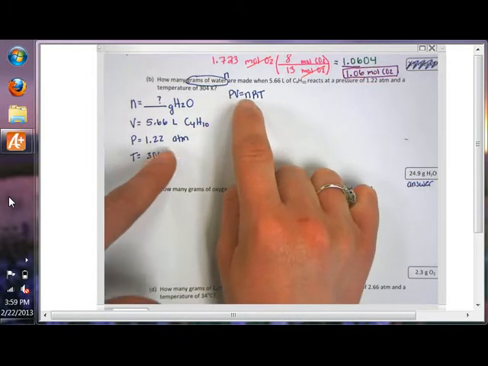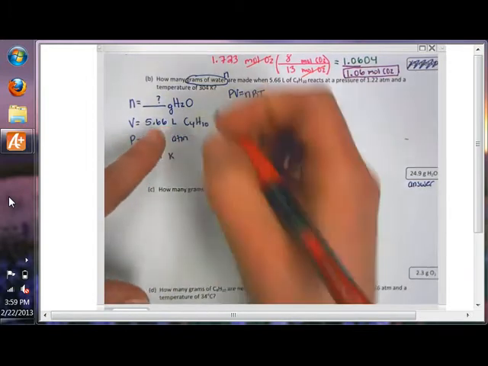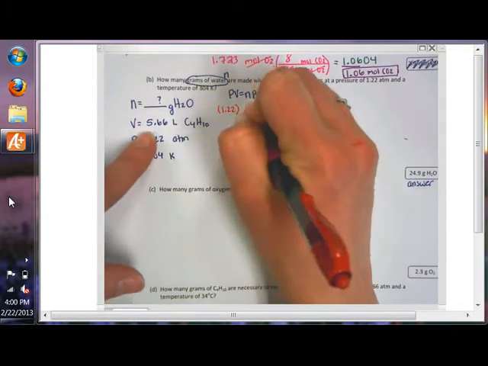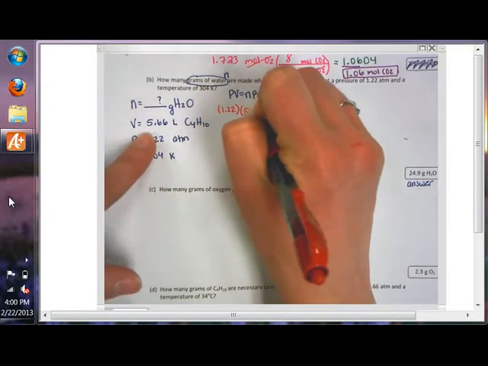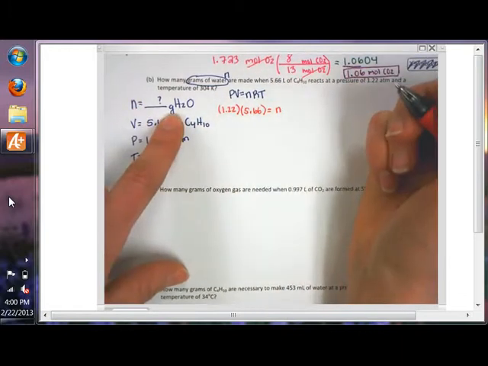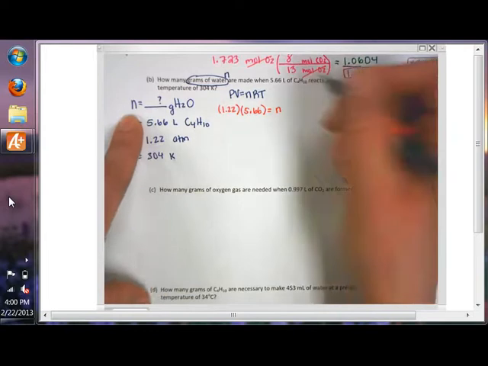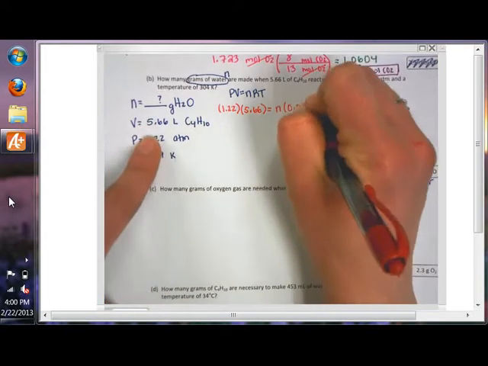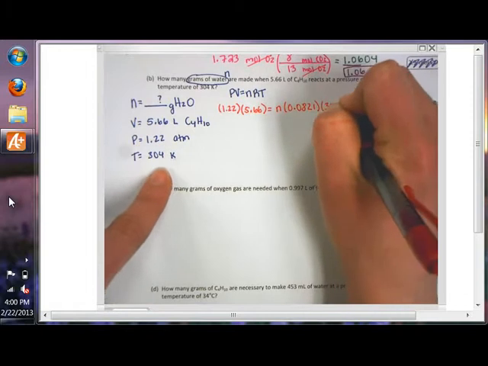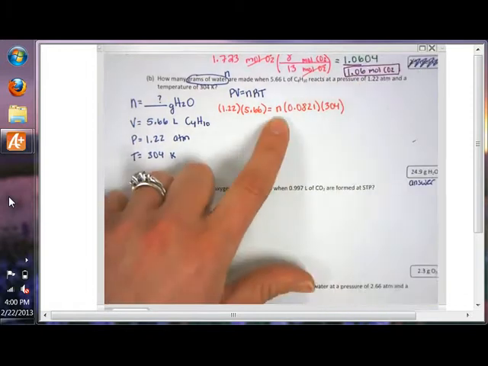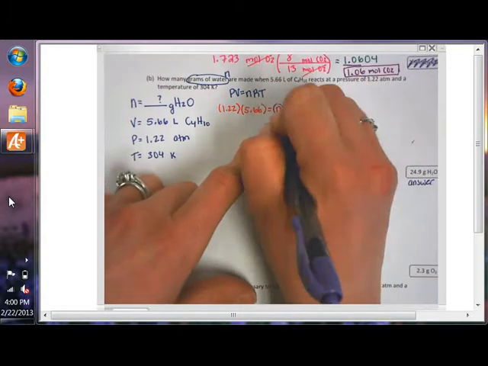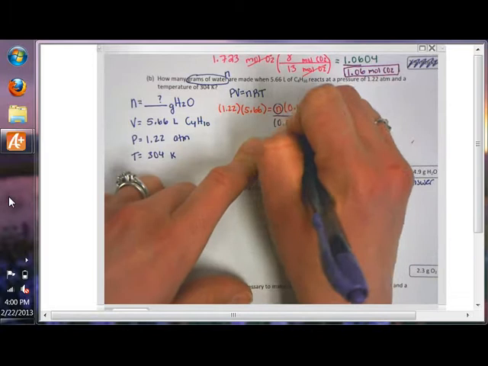So pressure is 1.22. Volume is 5.66. I'm solving for n. I can't solve for grams right away, but I can solve for moles. R is always 0.0821, and temperature is 304. So I'm going to solve for n. I'm going to divide each side by 0.0821 and 304.